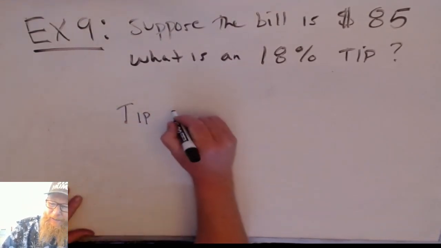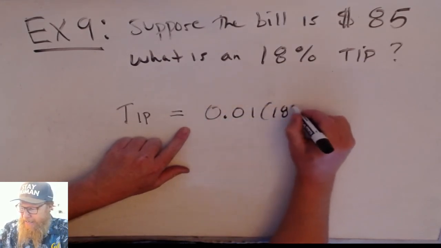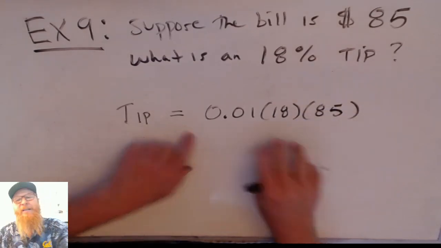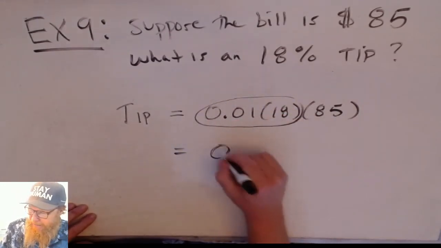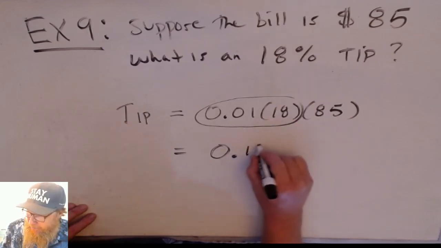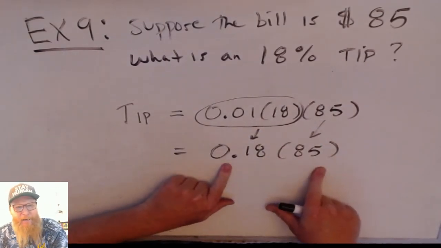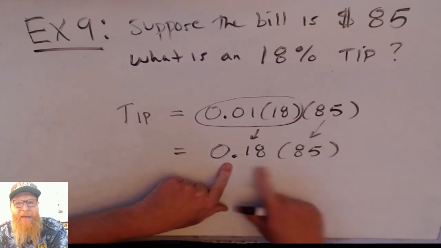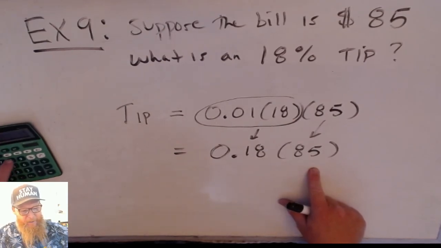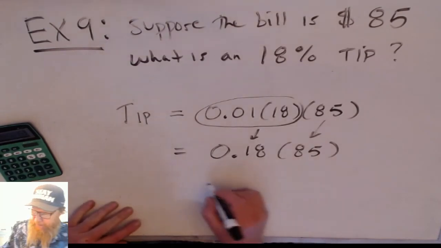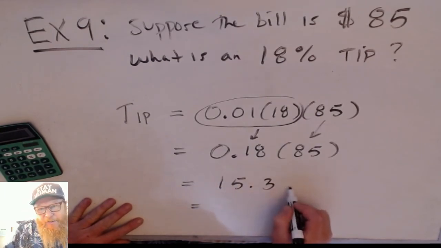So the tip would be equal to 0.01 times 18 times 85. You could do the 0.01 times 18 part mentally, but I don't know anybody in my family, including myself, and I'm the resident PhD in math, that can multiply 18 times 85 in my head. So I'm just going to do this one on the calculator. 0.18 times 85, and that's $15.30. There is an invisible zero here.